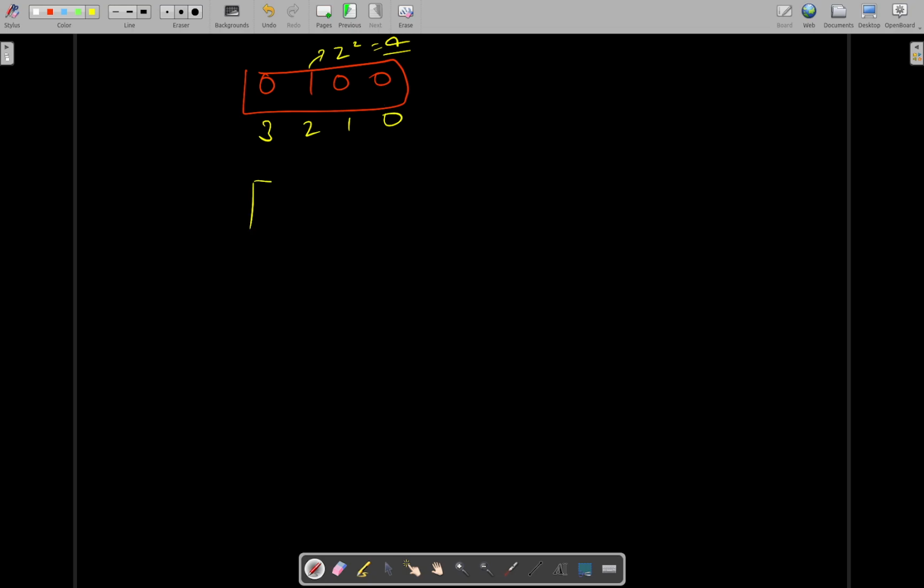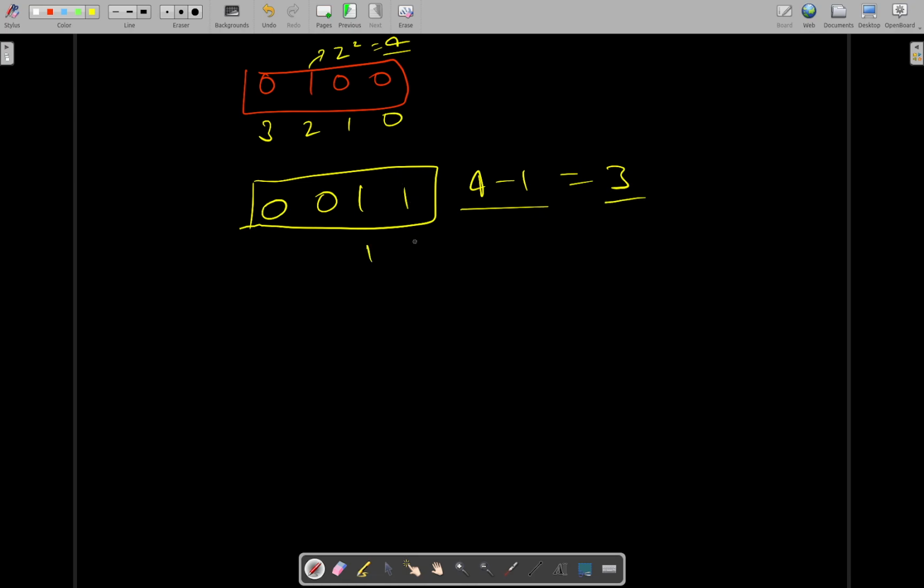So what will be the number after subtraction? This will be the number after subtraction. If you do 4 minus 1, it's nothing but 3. So 3's binary is this. 0th bit, first bit, second bit, and third bit. So 2 plus 1 equals 3.